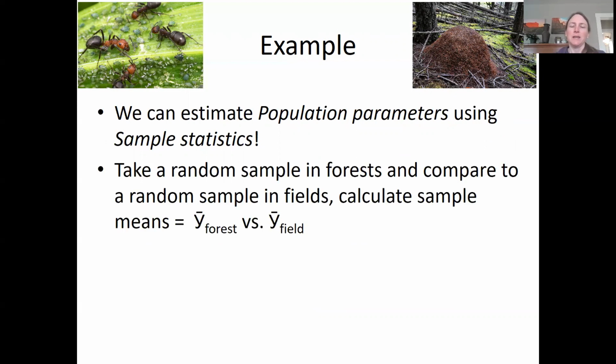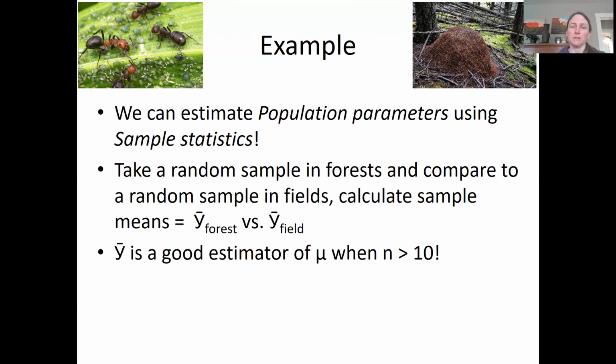And so we take a random sample in the forest and we compare it to a random sample in the fields, and we calculate sample means. And we call these Y bar. So the Y bar in the forest versus the Y bar in the field. Okay, so now we're sampling from these populations.